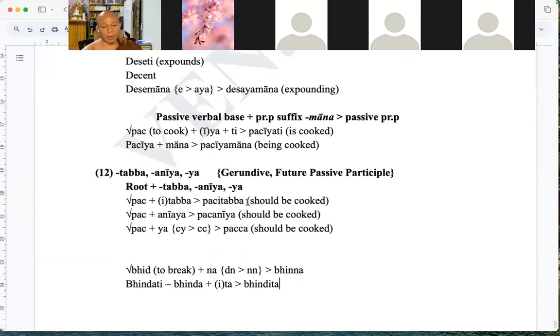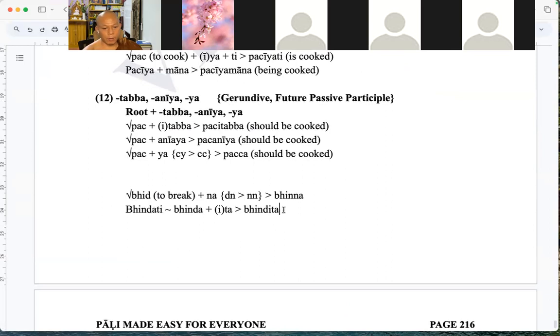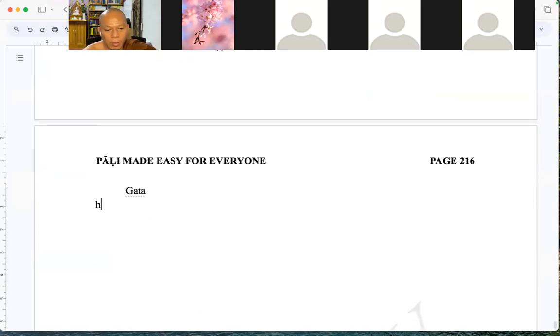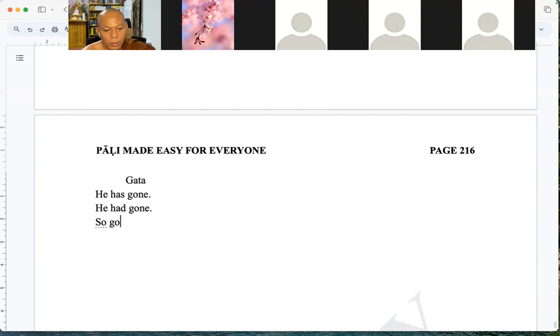So instead of that, for example, gata. If we want to say, for example, "he has gone," at that time we use maybe "he has gone" or "he had gone" in this way. So at that time using gata: gato hoti. Here hoti is equivalent to "has," the present perfect. But for the past perfect, it is gato ahosi, in this way.